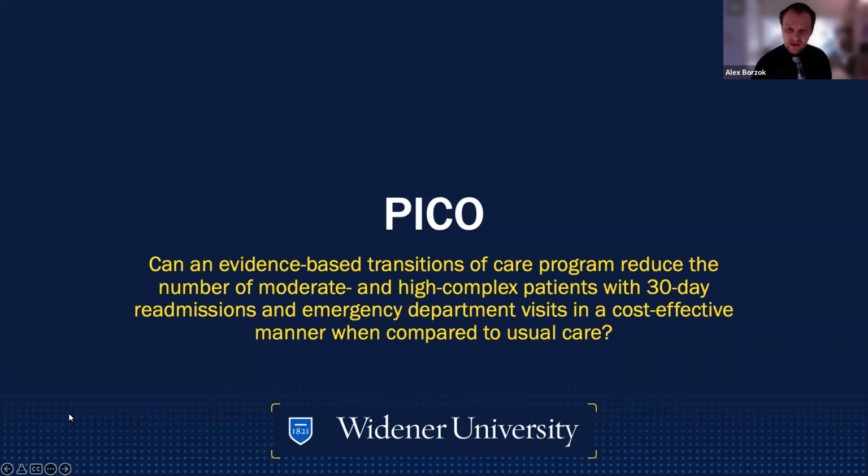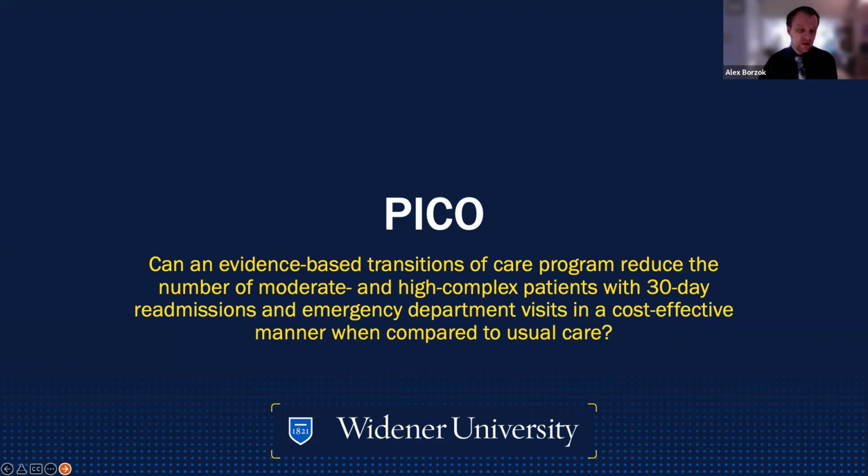So before we can even begin to talk about the different components of a transitions of care program in great detail, we need to figure out what exactly is a transitions of care program and is it actually beneficial to use? We've already talked about what a transitions of care program is in an earlier module. So our focus here is going to be, can it be used to reduce the number of moderate and high complexity patients within 30 days to prevent 30-day readmissions and emergency department visits in a cost-effective manner when you compare it to usual care?